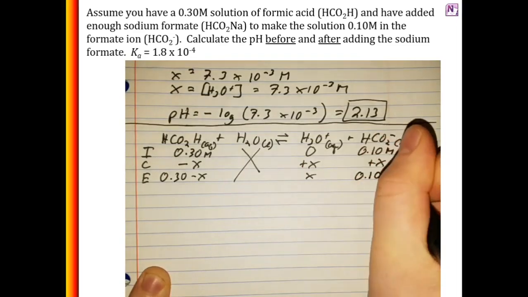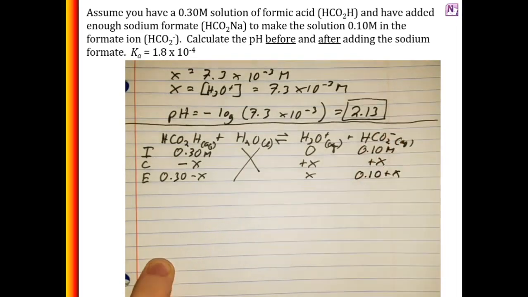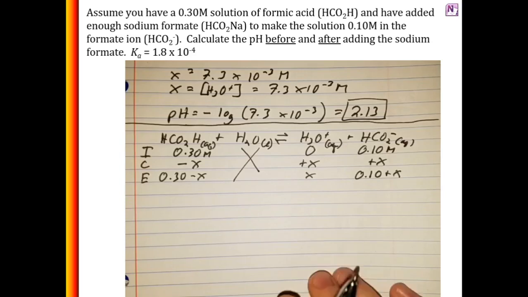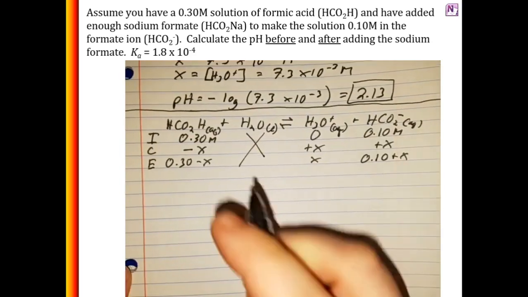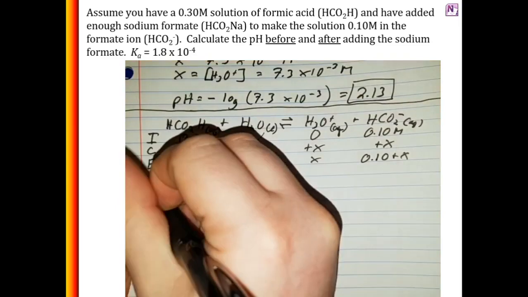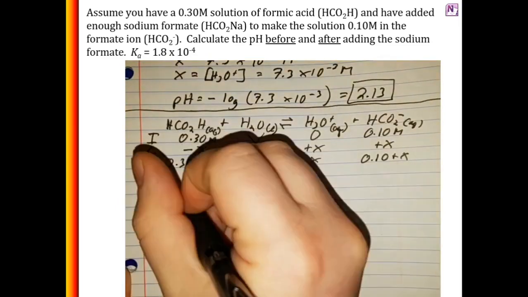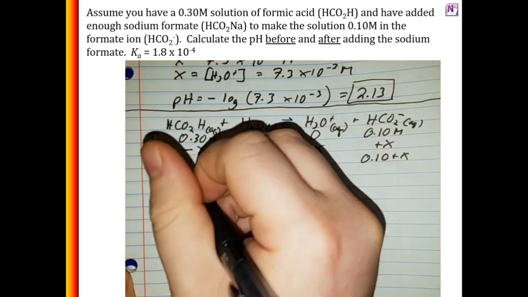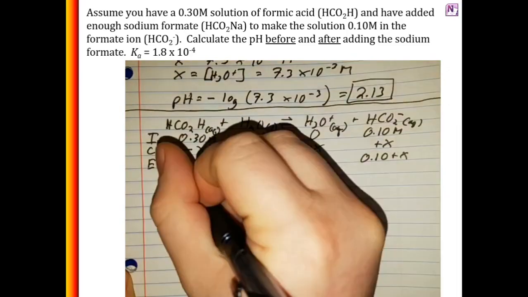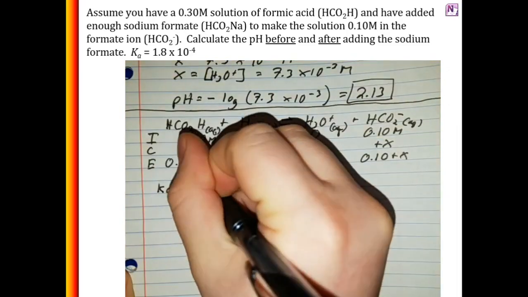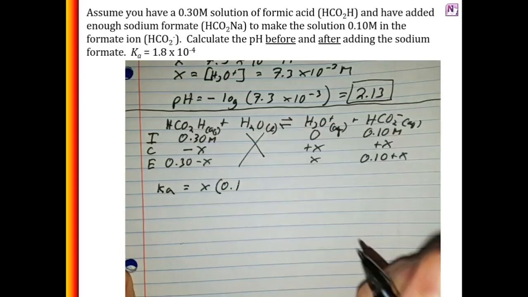Okay, since we started from some formate ion this time, we have to include that in our equilibrium expression, or include it in our equilibrium line, I should say. So now we just set up our Ka in terms of x. So we'll do it exactly the same as we did before, so products over reactants. So I'm going to skip that step for now. I'm just going to fill it out. So now we have x times 0.1 plus x over 0.30 minus x.